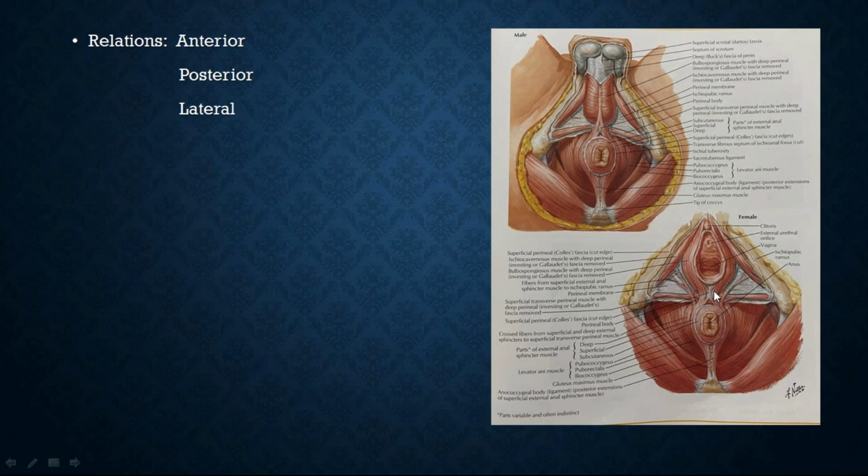In the female, it is related anteriorly to the lower part of the vagina. Here also the perineal body separates the lower part of the vagina from the anterior part of the anal canal. Posteriorly, it is related to the bony part, that is the coccyx. This coccyx is separated from the anal canal by the anococcygeal ligament. Laterally, it is related to the ischiorectal fossa. On either side of the anal canal, you can see the ischiorectal fossa.